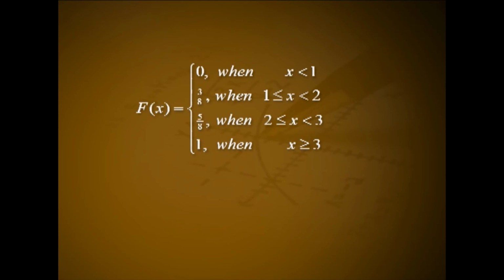Number 3. For a discrete random variable x, capital F of x is given by capital F of x is equal to 0 when x less than 1, that is equal to 3 by 8 when 1 less than or equal to x less than 2, 5 by 8 when 2 less than or equal to x less than 3 and 1 when x greater than or equal to 3. Find p of x greater than 2, p of 1.5 less than x less than or equal to 2.